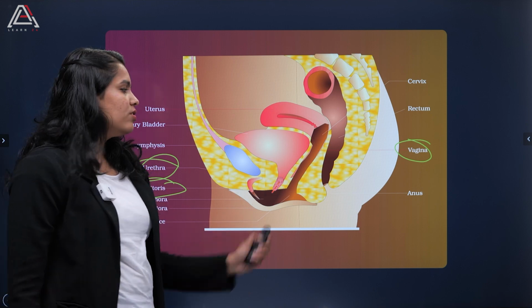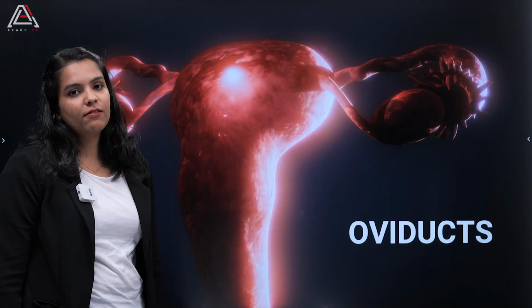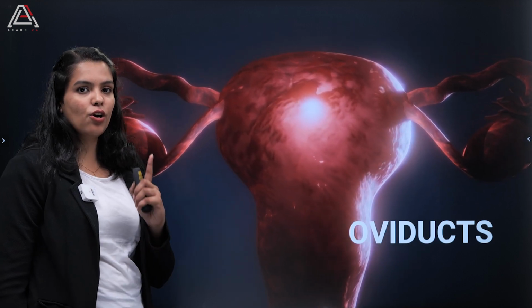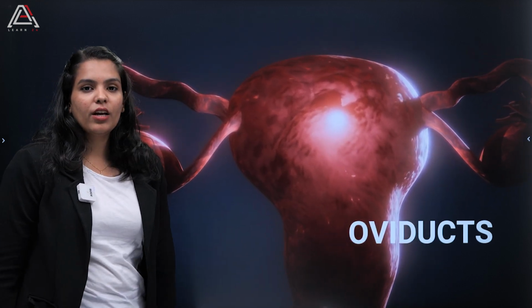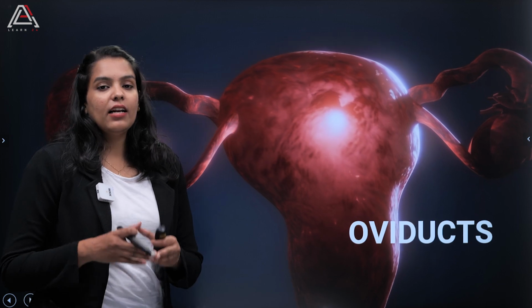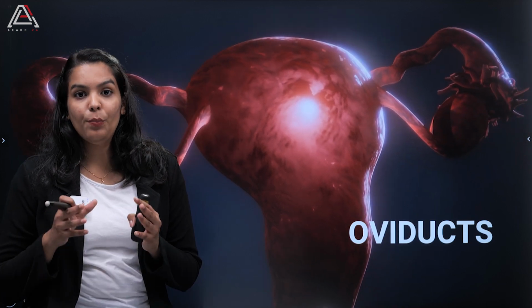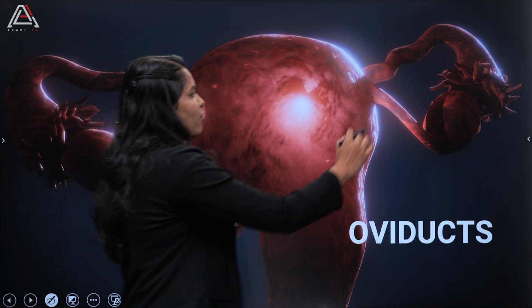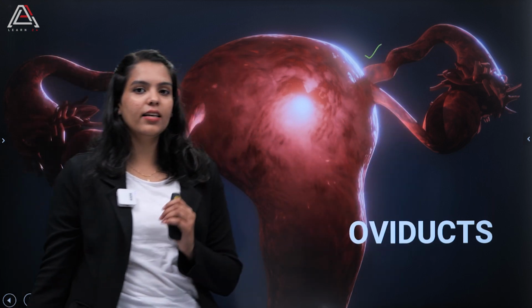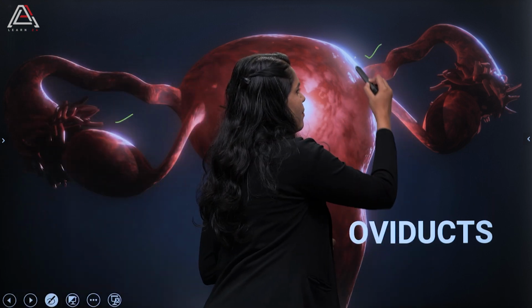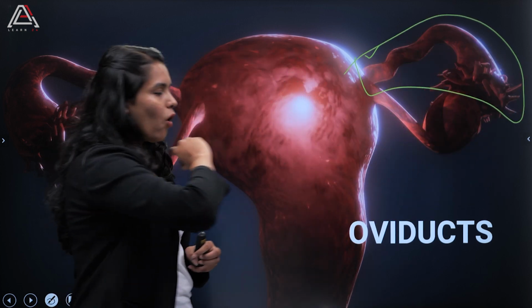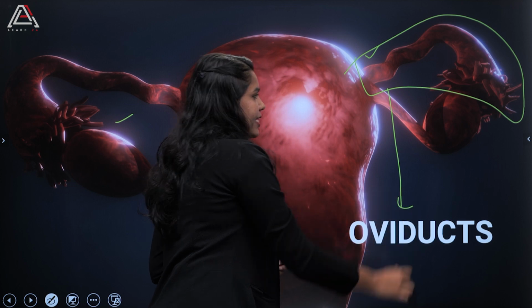Let's talk about the oviduct first. That is the first accessory duct present in the female. Like I said, oviducts are present in pairs. Here you can see one oviduct is here and another oviduct is here. This entire structure is what the oviduct is.